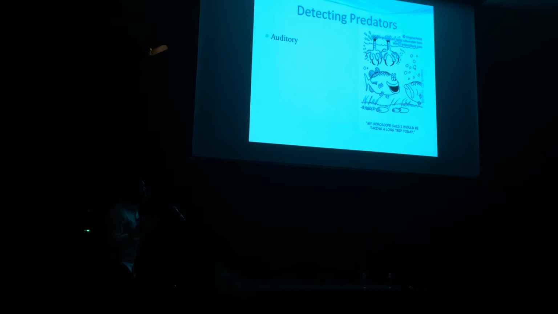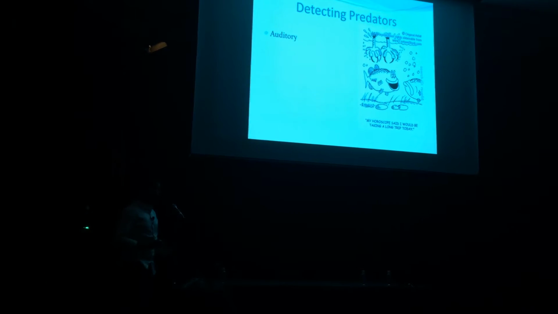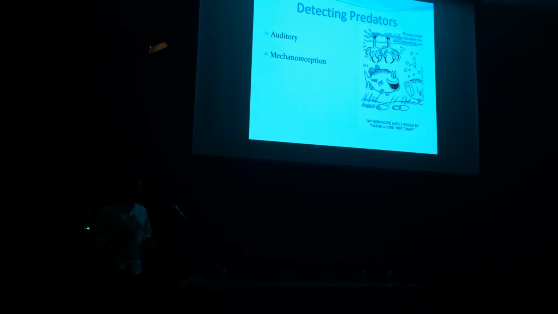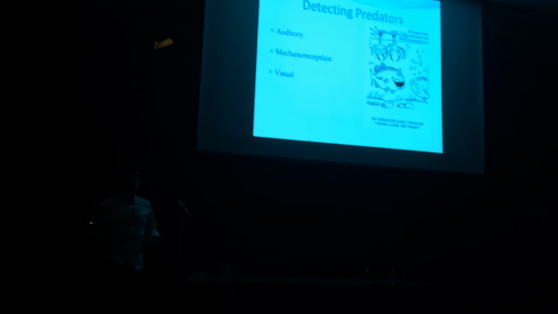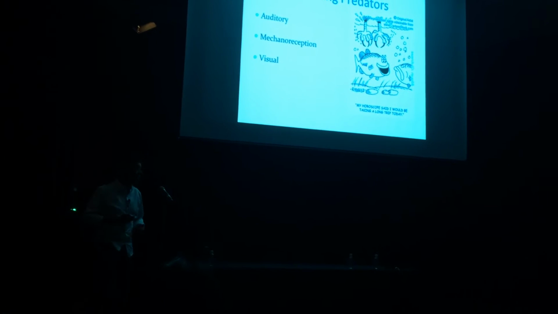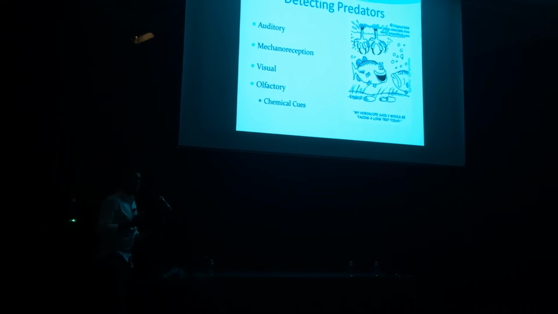Now, firstly, they can use their sense of hearing. They can hear their predators around them. They can also feel them using their mechanoreception with their lateral line. They can see them, but in a topographically complex environment, that is a coral reef, where you've got corals all around and it's hard for an individual to see past it, one of the most important senses for these fish is that of their sense of smell.